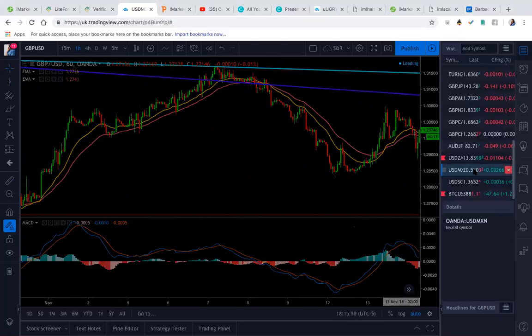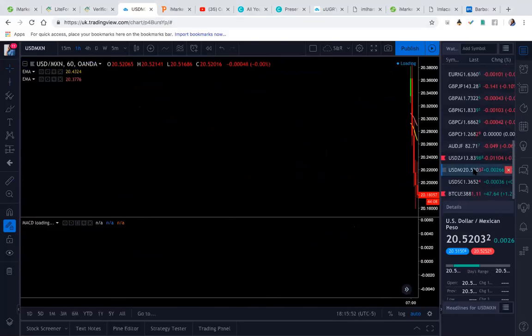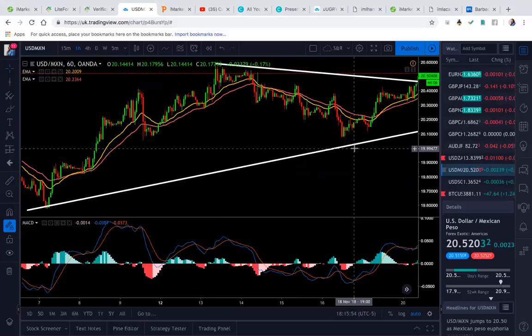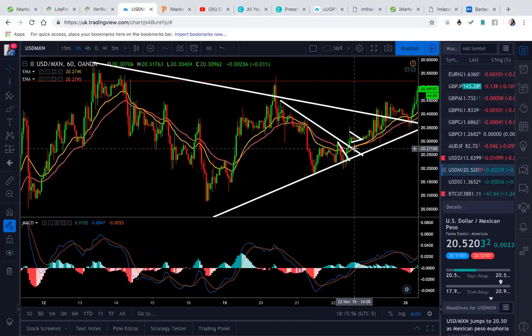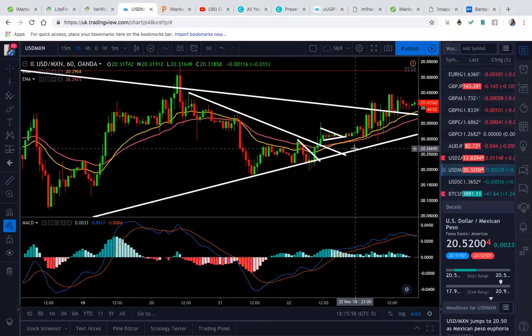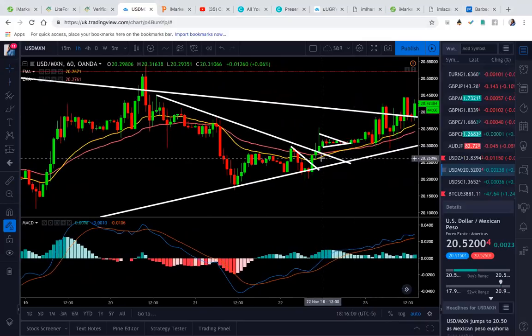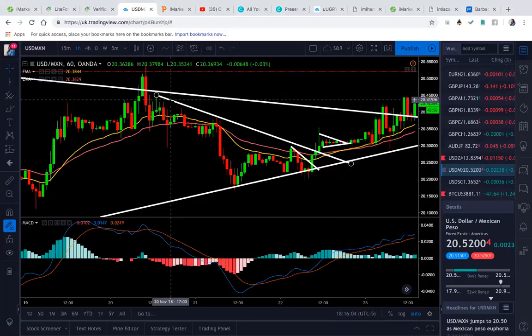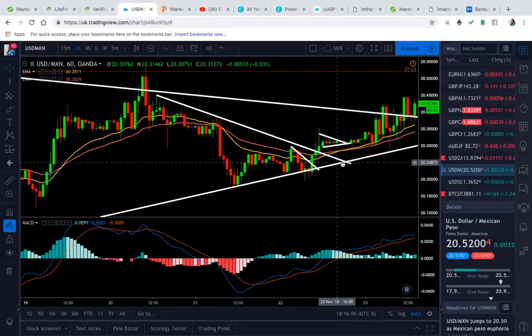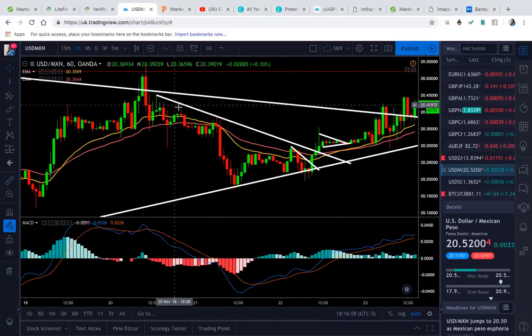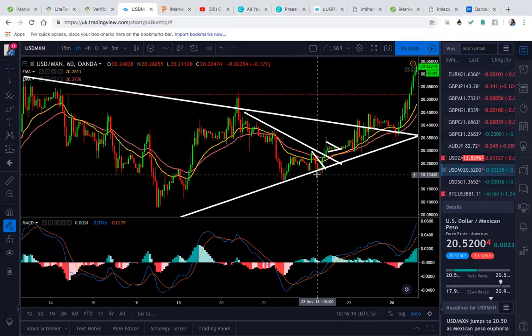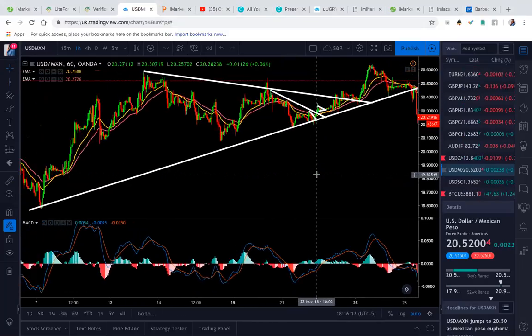Let's look here. USD MXN. Great. So this is a pattern that I would have identified sometime last week. And what we had here is that we had this as a support line for the trend line, and we moved down here.